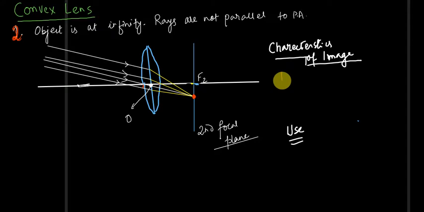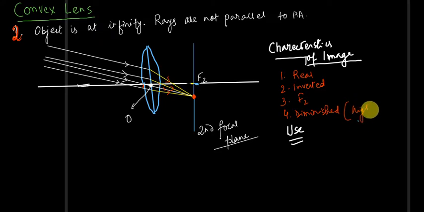So if we write the characteristics of the image over here, again the rays are actually meeting. Please always draw these arrows, otherwise your ray diagram is not correct. So arrow is very important. What are the characteristics of the image over here? The image has to be real, so it will be inverted. Where will it be formed? It will be formed at f2 and it will be diminished to a point. So it will be highly diminished.